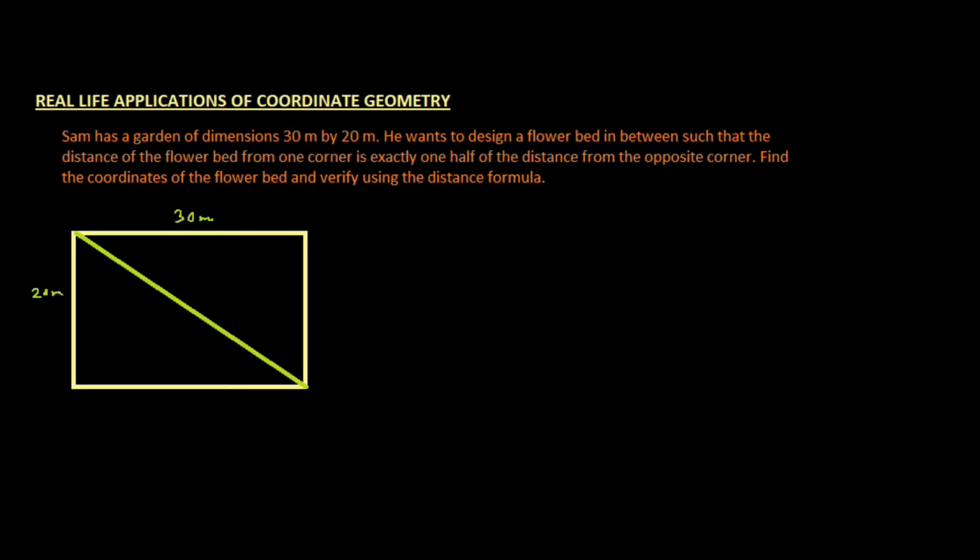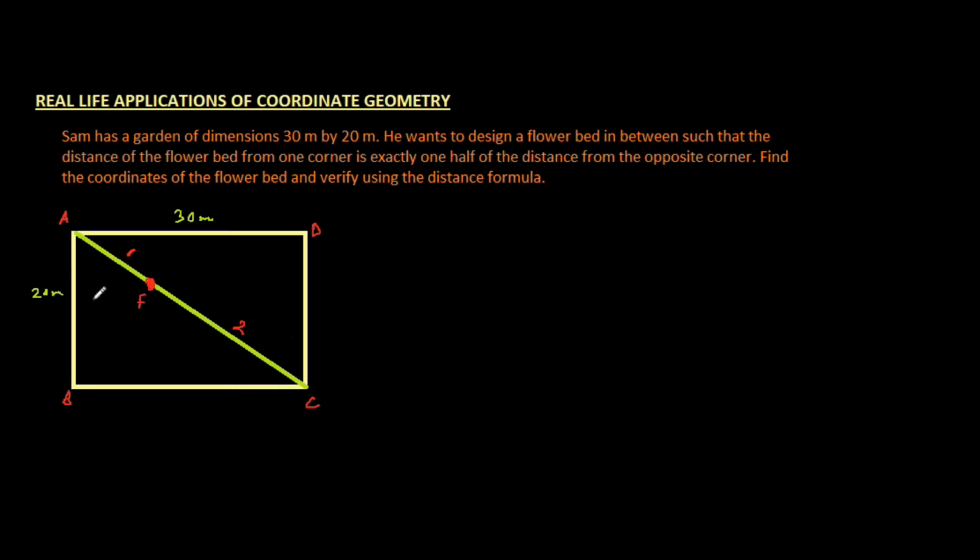and he wants the flower bed at one point in this diagonal such that it is one half from this corner than it is from the other corner. So let's say this is the point that he has, and since it is exactly one half the other, that means the ratio in which this is divided is this is 1 and this is 2. Let me name the garden also A, B, C, D, and let me call this point F, flower bed. Now we need to divide this line segment, find the coordinates of this.